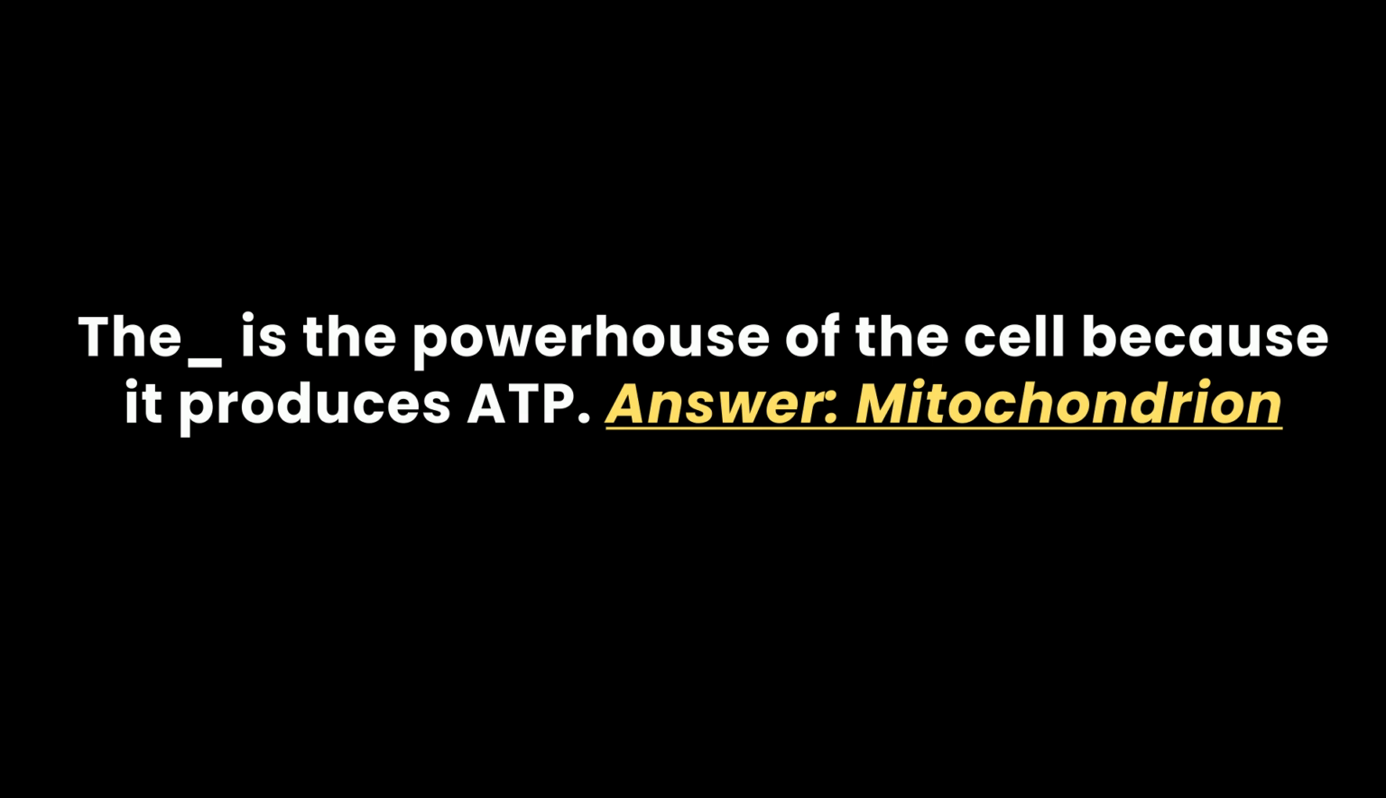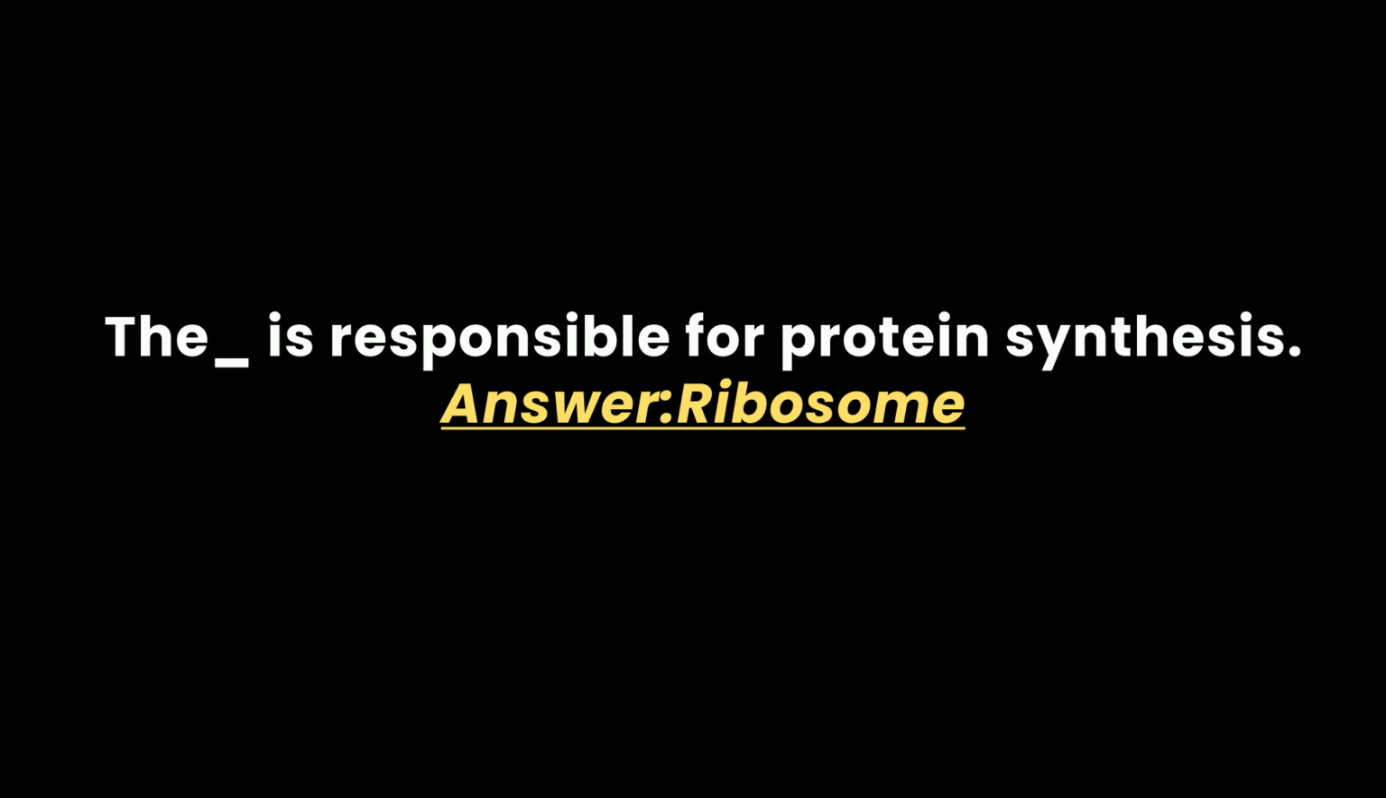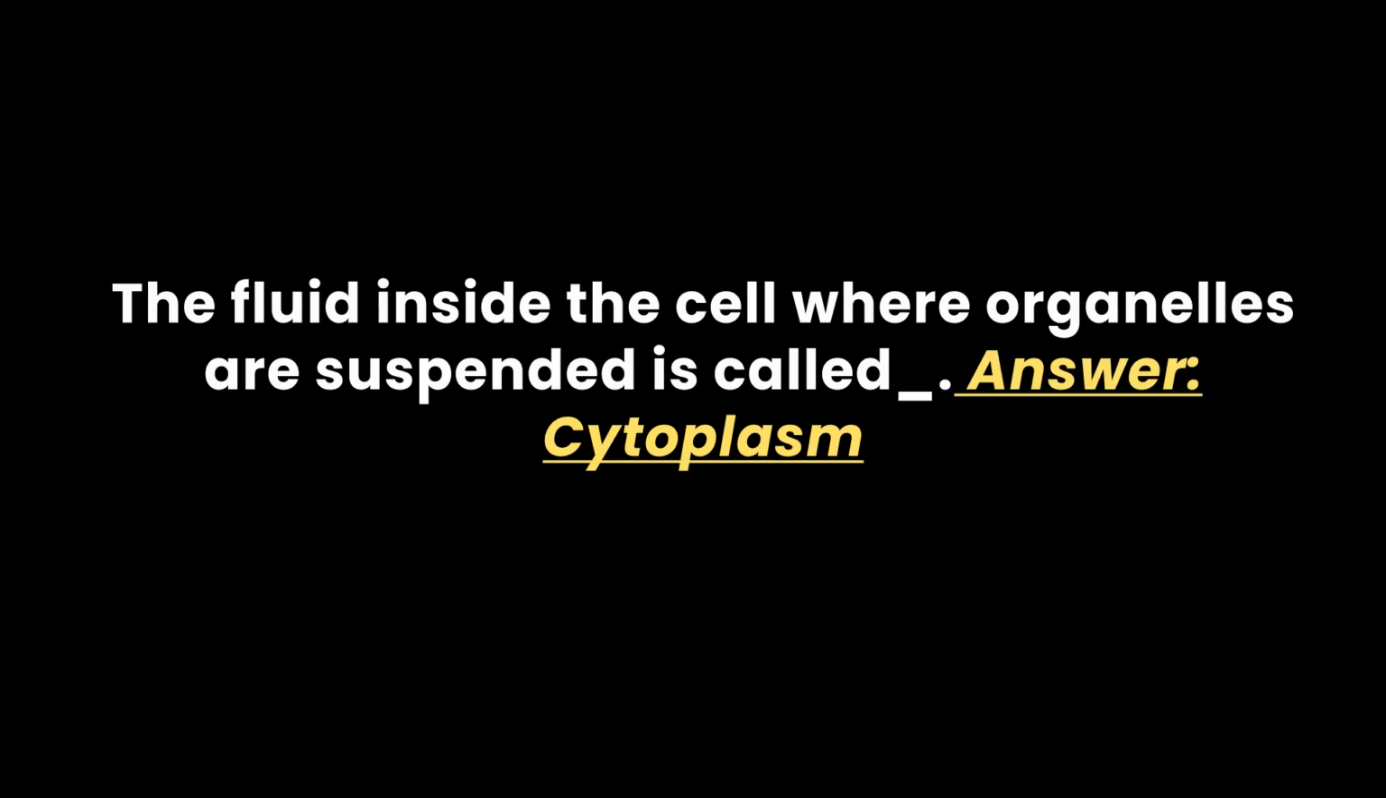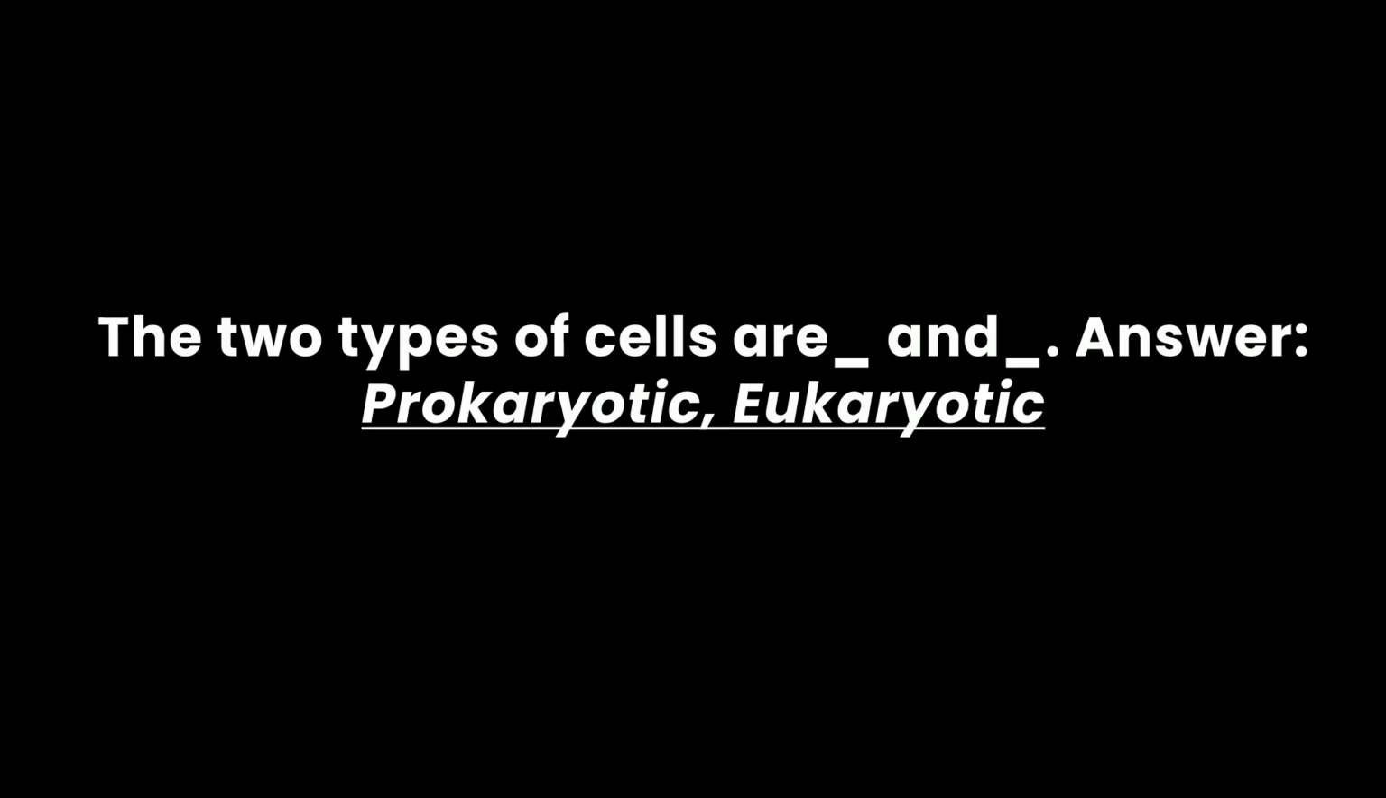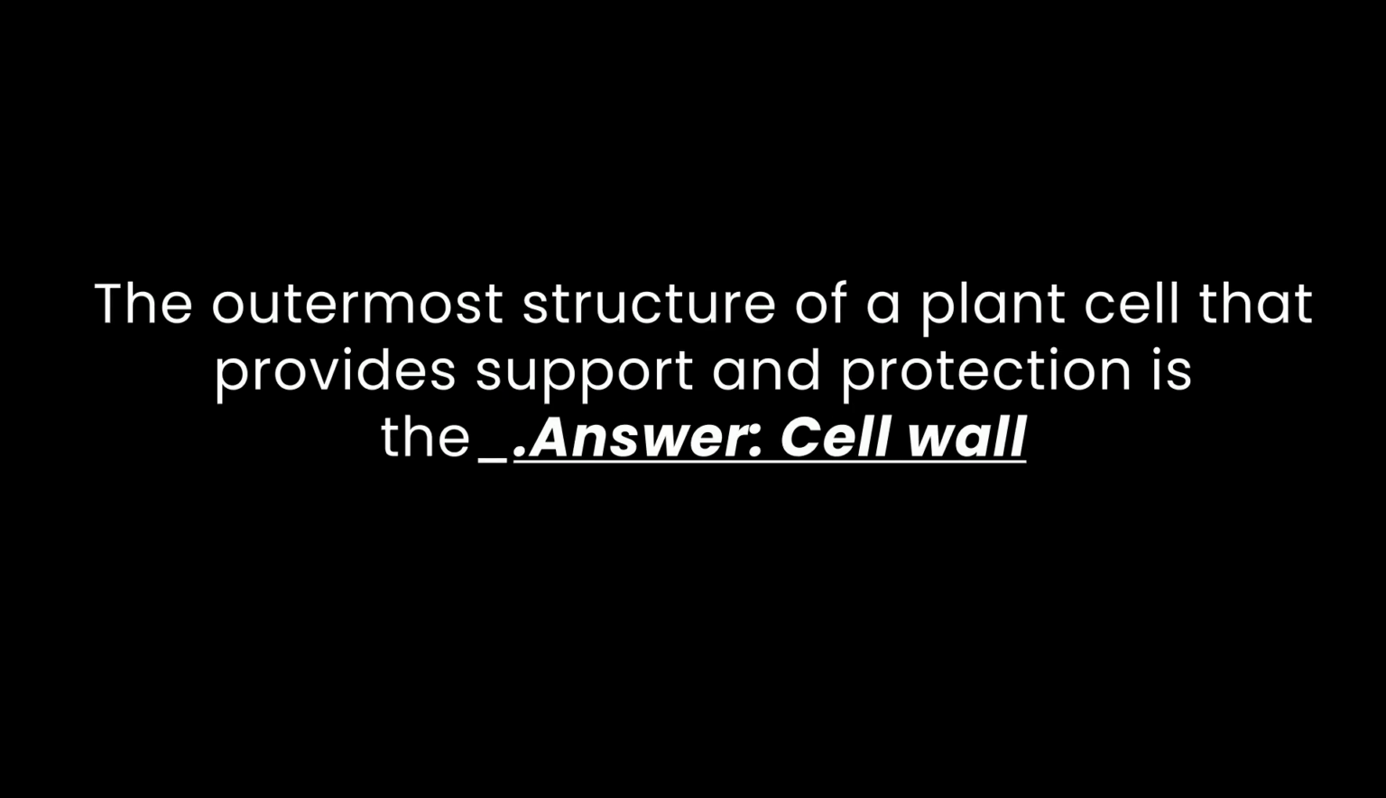Answer: mitochondrion. The underscore is responsible for protein synthesis. Answer: ribosome. The fluid inside the cell where organelles are suspended is called underscore. Answer: cytoplasm. The two types of cells are underscore and underscore. Answer: prokaryotic, eukaryotic. The outermost structure of a plant cell that provides support and protection is the underscore.